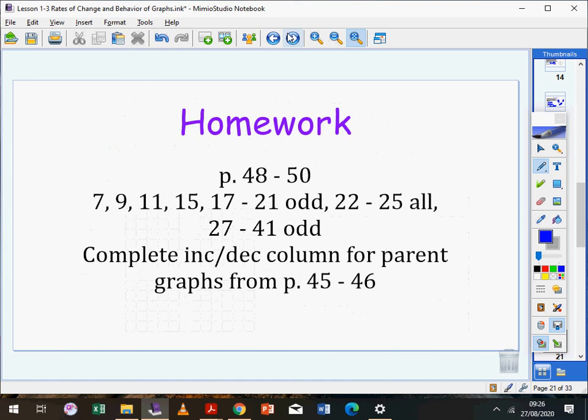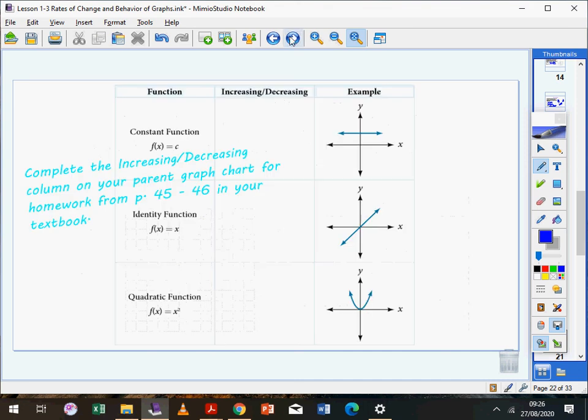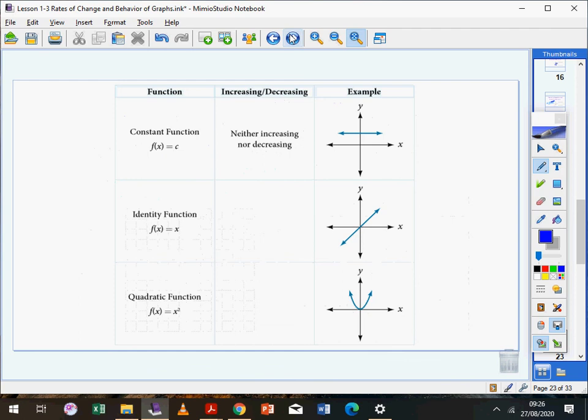I hope you enjoy your homework. Now, a couple of days ago, there was a column on your parent graph page that I told you to ignore, but today is the day you get to finish it. So you're going to go to that page and write on these functions whether they're increasing or decreasing, and over what values of the domain they are increasing or decreasing. So yeah, that's what I want you to do.